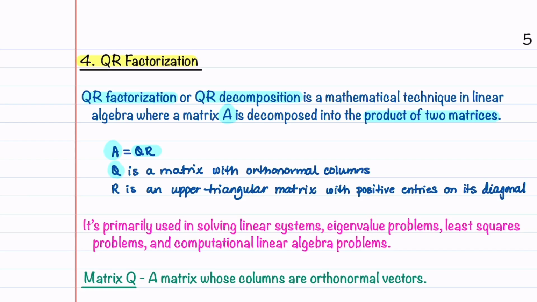Matrix Q is a matrix with orthonormal columns, and matrix R is an upper triangular matrix with positive entries on its diagonal. QR factorization is primarily used in solving linear systems, solving eigenvalue problems, least squares problems, and then also in computational linear algebra problems.